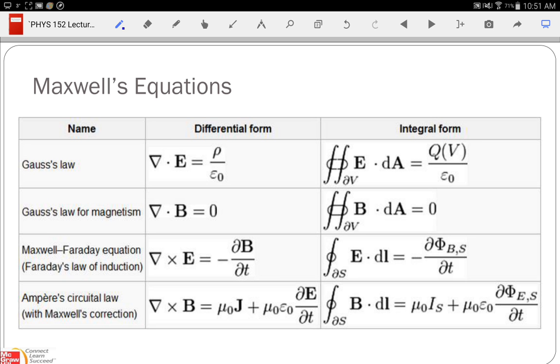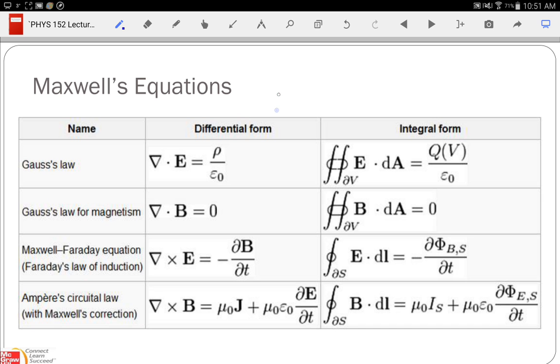So here are the four laws that Maxwell put together. The two Gauss's laws, and then the Maxwell, here it's called Maxwell-Faraday equation because it has electric field, magnetic field. And then Ampere circuit law with Maxwell's addition. And those four laws describe everything in electromagnetism, and they predict electromagnetic waves. So next Tuesday in class for the 252 people, we will go over how these four equations predict electromagnetic waves.